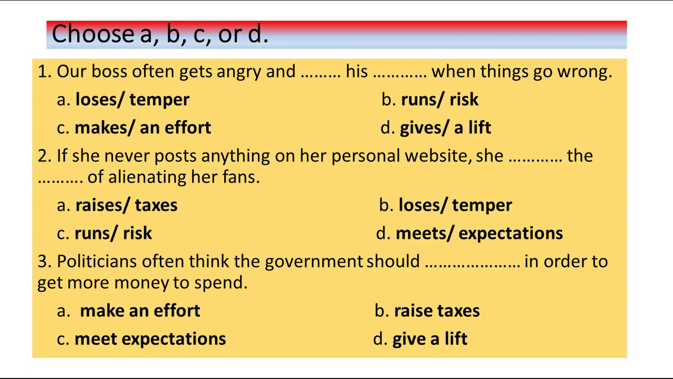Number 2. If she never posts anything on her personal website, she the of alienating her fans. Of course, we have 4 alternatives to choose one of. Letter A, raises taxes. B, loses temper. C, runs risk. And D, meets expectation. You have 10 seconds to think about the correct answer.